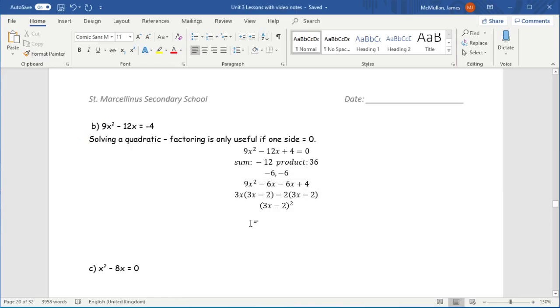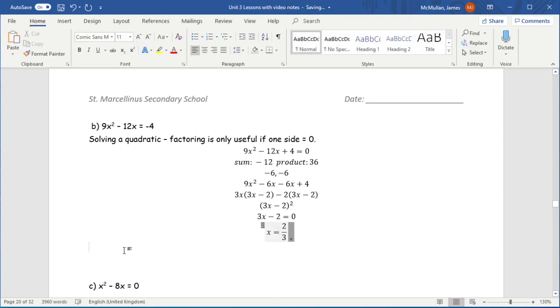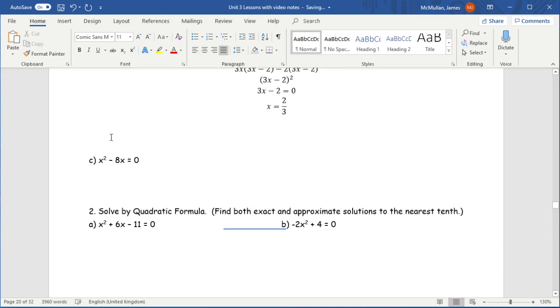So in this case, what we say is 3x minus 2 is the thing that could be 0, and therefore x is 2 over 3. At 2 over 3 it happens twice, right? But it's still only one answer because it's just one number. The last one is a little bit easier.